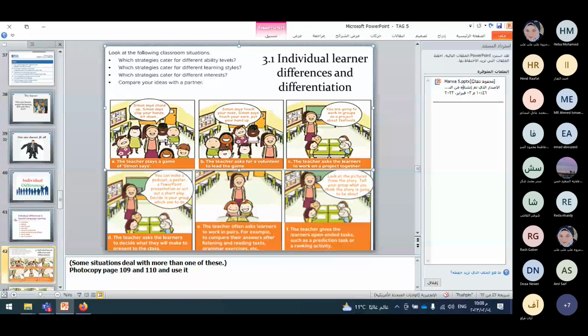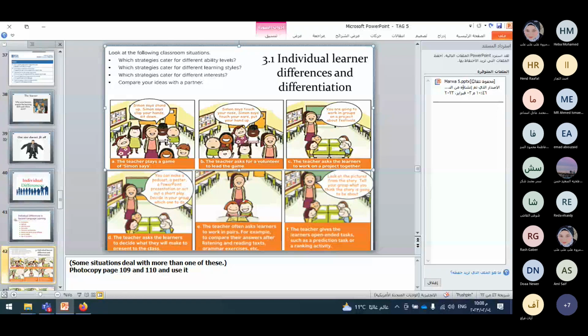Yes, Miss Marwa, we have an activity, but instead of Simon, a teacher says. I practice this with the pupils. If I say, teacher says stand up, stand up. If I say only stand up, don't stand up. You should hear the phrase the teacher says to do the action. Very good. I know how you adapt it.